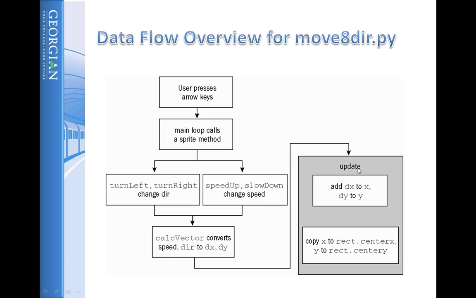On the update, that means every frame, we're going to add dx, delta x, the change in x, to the x position. We're also going to add delta y to y, so we're going to change our y as we continue to move. And then we're going to copy x and y to the rect center, center x and center y of our sprite. So we're going to change the position of our sprite depending on x and y. But we're going to calculate delta x and delta y here in our calc vector program, because we need to do that if we want to have angular movement that looks precise.